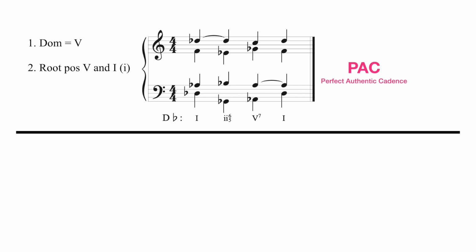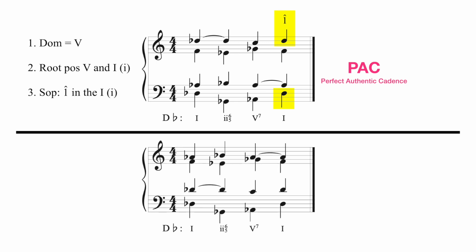Finally, a perfect authentic cadence requires that in the final 1 chord, the highest voice in the texture sounds the tonic pitch, or the do. Since the chord would have to be in root position, that means that this root would be doubled in the highest and lowest voices. In 4-part texture, of course, that would be the soprano and the bass. If the soprano sounds the 3rd or the 5th of the 1 chord, yep, that makes it an imperfect authentic cadence.